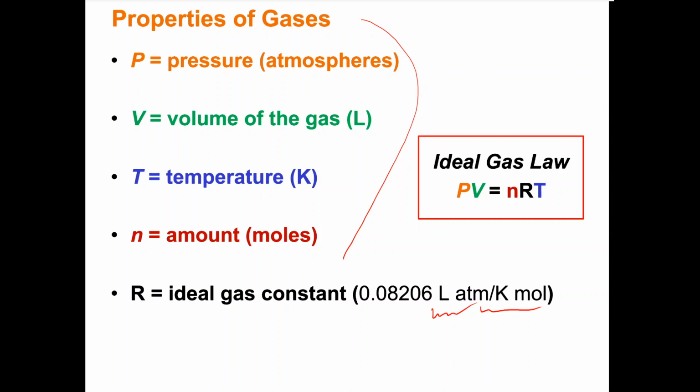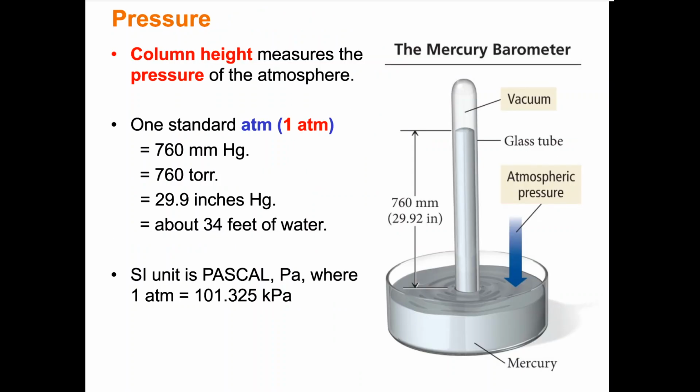There are a few of these, so you have to be careful. But the one that's generally used for ideal gas problems is this version: 0.08206 liters atmosphere per kelvin per mole. Make sure you get to know that. And if you're ever doing a calculation, check what units you're using. These units should match those units, so eventually you'll be able to cancel them out and be left with the unit that you want.